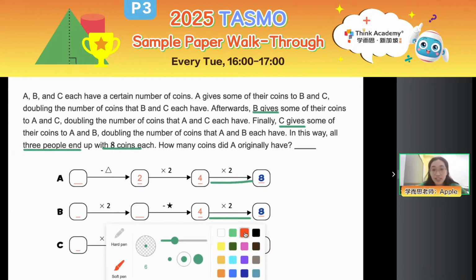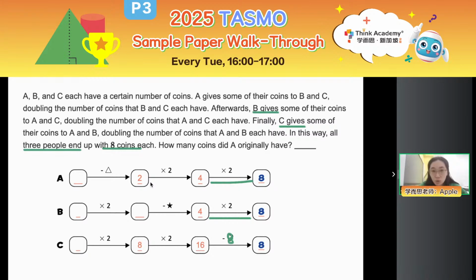Well, again, everyone, let's just check separately. 2 to 4 plus 2. 8 to 16 plus 8. So altogether, A and C, they have an increase of 10, which means the value of the star should be equal to 10. A number minus 10, then you can get 4. Well, when you think backwards, what is the missing number? It should be 14, okay? Now, following this here, let's move on to the first part.